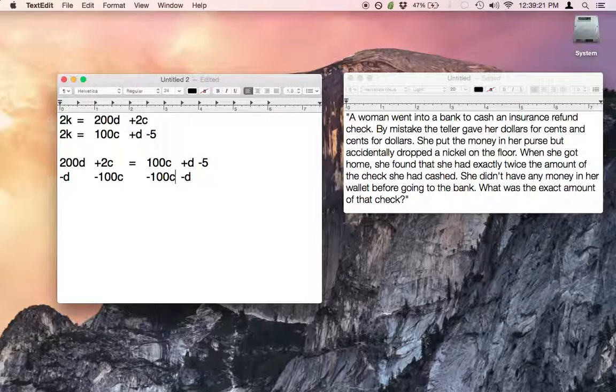Something like this. And in so doing, we'll end up with a new equation that looks like this: 199D minus 98C equals -5. It's probably about as simple as we can get this problem.